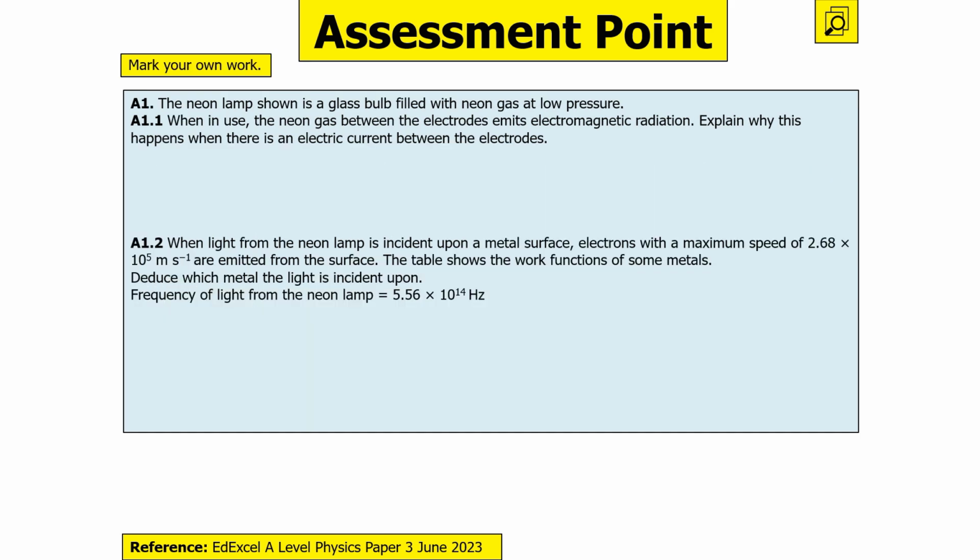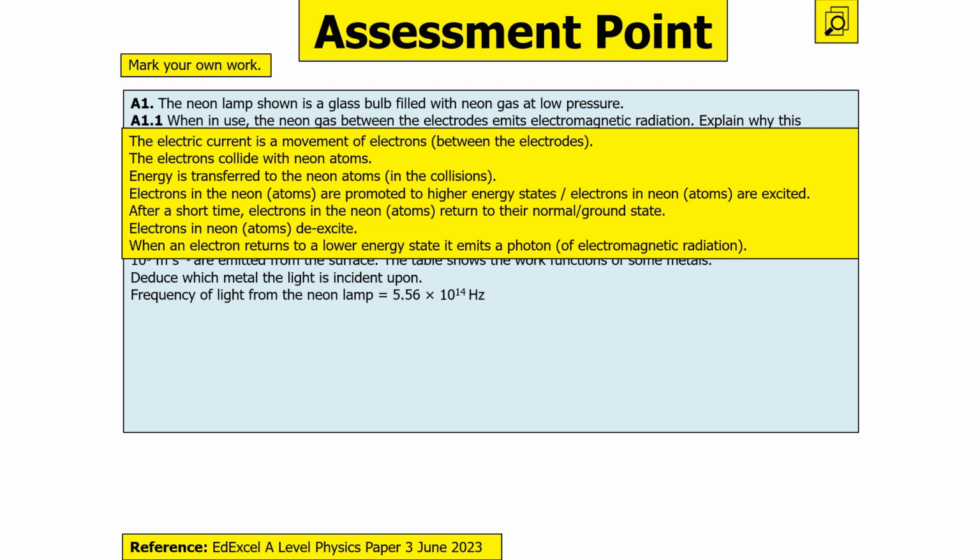Right, so in this first one, how does it work? Well, the electrical current is a movement of the electrons between the electrodes. Those electrons collide with the neon atoms. In that collision, the electrons transfer energy to the neon atoms. That makes the electrons in the neon atoms be excited to higher energy levels. So after a short time, they'll de-excite back down to their normal state. When the electrons in the neon de-excite, that will emit a photon of electromagnetic radiation.